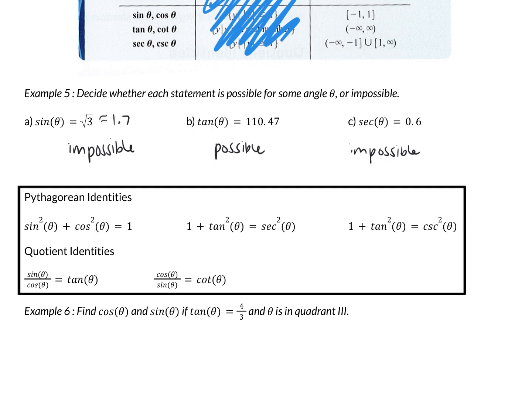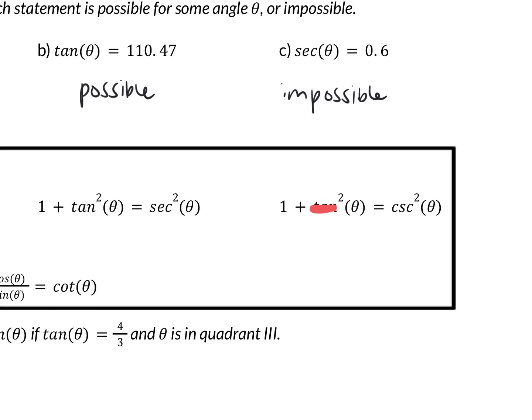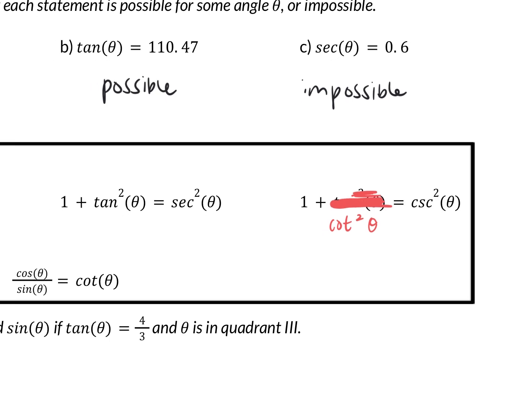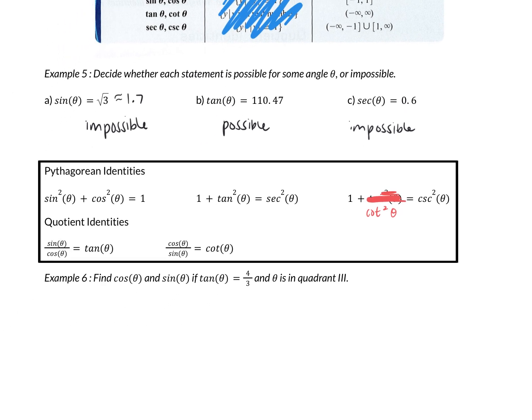Okay, in these Pythagorean identities, I want you to change, this is a typo, where it says tan, it should actually say cotangent squared of theta. I'm just going to cross out the whole thing. Otherwise, that wouldn't quite make sense, since I would have two things equaling different stuff.